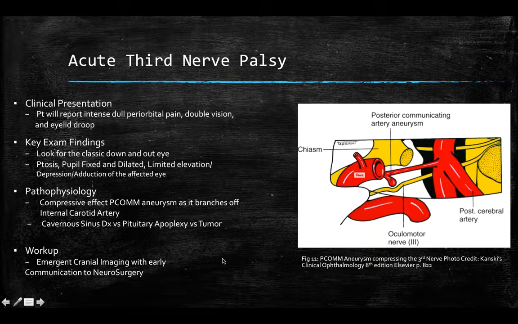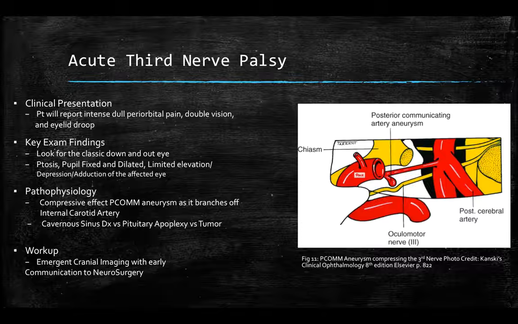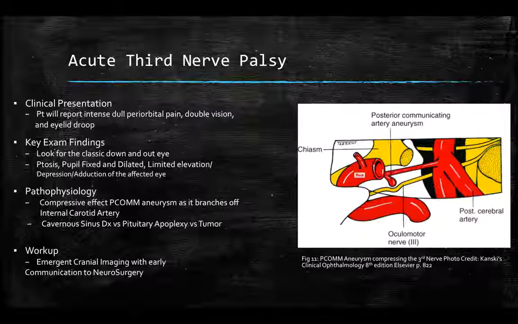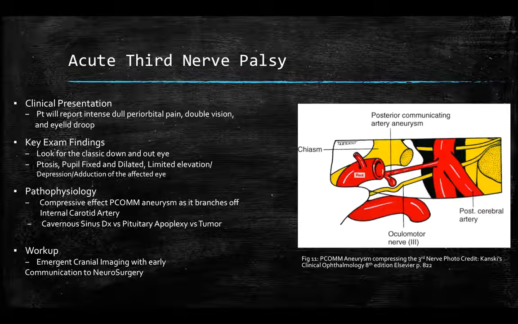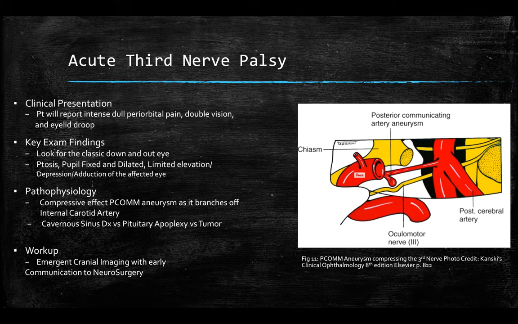The compressive PCOM aneurysm is the number one thing I want you to take away from the presentation on acute third nerve palsies. However, there are other conditions that can cause it as well that you need to think of, such as a cavernous sinus thrombosis, pituitary apoplexy, or various tumors. And the main thing that you need to remember is that in the workup, you need to order emergent cranial imaging with early communication to the neurosurgery service closest by. Now, the reason why in the previous slide that CTA was chosen is because in general, it's going to be a quicker study, and these patients are ticking time bombs who you want to get in front of the neurosurgery service as soon as possible.